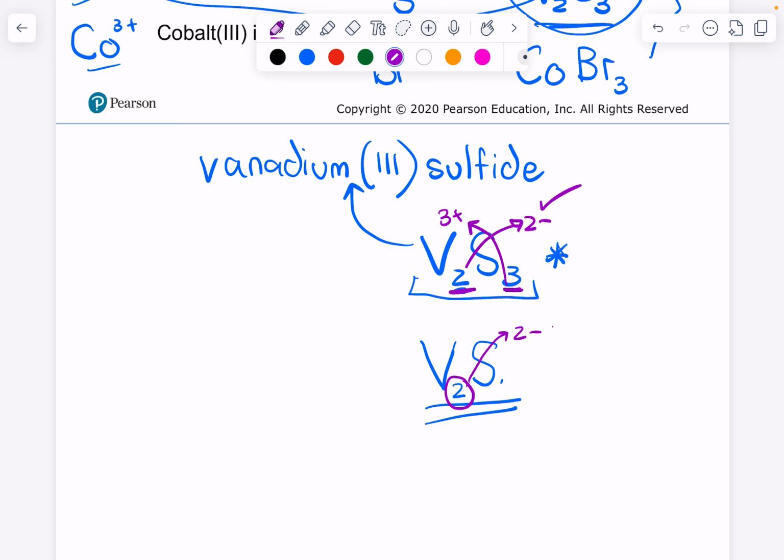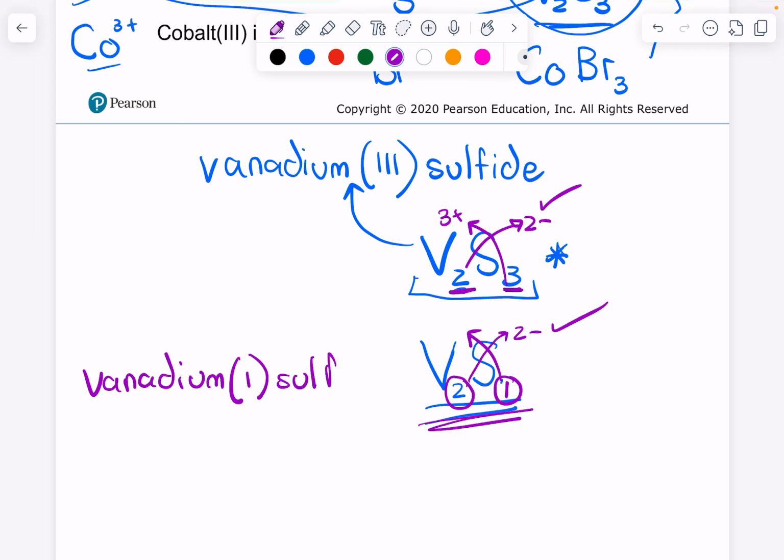It's kind of like a little check that we do just to make sure that there wasn't something else going on. So we're verifying that it matches what we would expect for the nonmetal. Then here we take this as an implied 1. We're going to take that back up here. So this compound would actually be vanadium 1 sulfide. Okay.